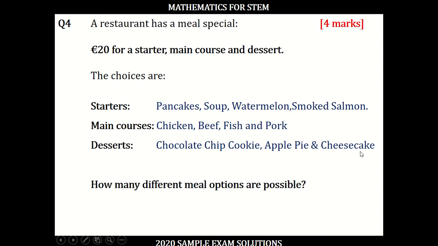So if we want to know the total number of different meal options available, we just multiply these 4 by these 4 by these 3. So it's 4 by 4 by 3, and that gives 48.